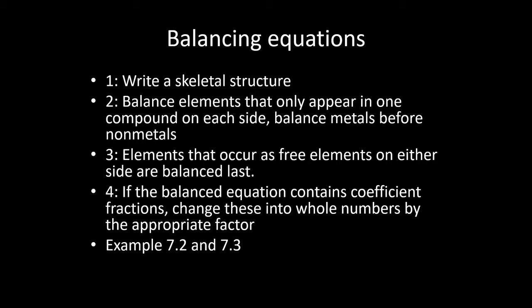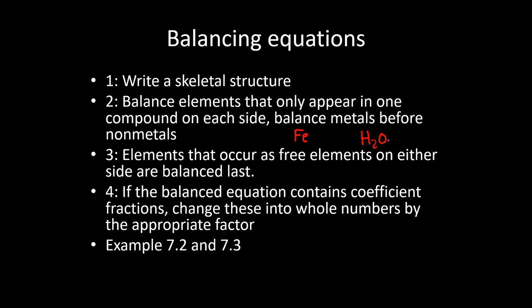Number 3, elements that occur as free elements on either side are balanced last. So if, for example, we have just iron as one of the reactants, like not bonded to anything, not iron oxide, just iron, we're going to leave that till the very end because we can do whatever we want to this iron without affecting anything else. That's the thing that normally gets us.